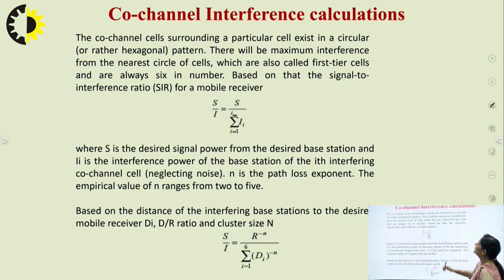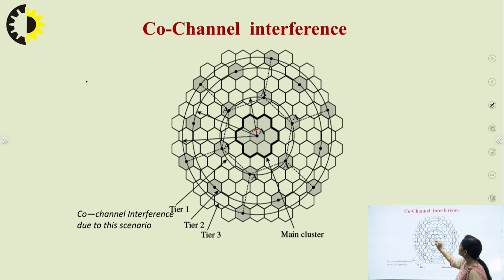Now we will do some calculations for co-channel interference. The co-channel cells surrounding a particular cell exist in a circular or rather hexagonal pattern. This is the first cell A. All co-channel cells exist in a cellular, circular pattern. You can see the circular pattern.